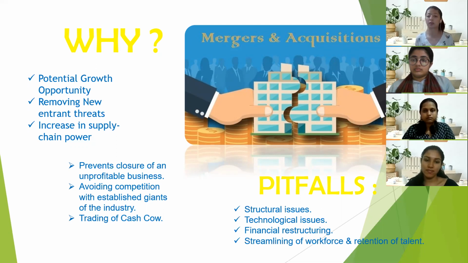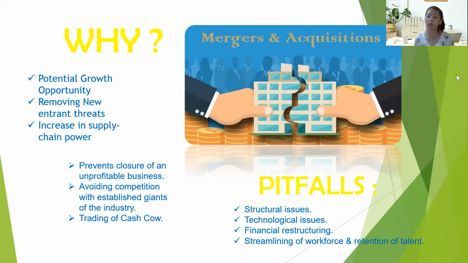Secondly, when it comes to technological issues, patent rights and transfer of technology happen, and there might be issues relating to that. Thirdly, financial restructuring refers to when two companies are coming together, their policies may not be the same when it comes to remuneration, benefits, etc. And that is where financial restructuring is required as well.